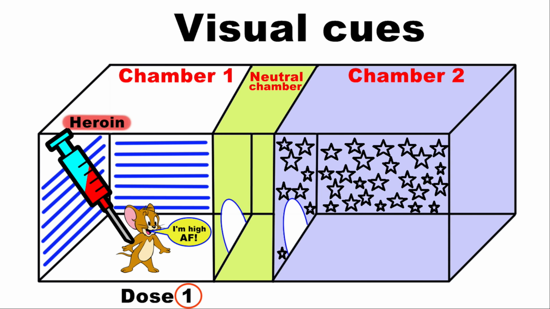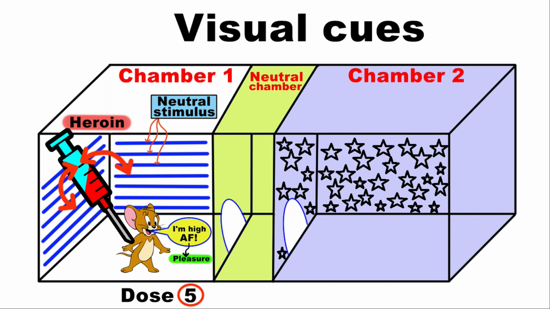Initially, the stripes on the wall in chamber number 1 are a neutral stimulus because, on their own, they don't elicit the drug-seeking behavior. But since the mouse sees the same stripes on the wall, let's say, at least 5 times, when he is injected with drugs, the stripes on the wall become paired to the presence of heroin while feeling pleasure. So again, we're pairing a neutral stimulus to an unconditioned stimulus, which is the presence of heroin. The stripes on the wall have just become a conditioned stimulus.